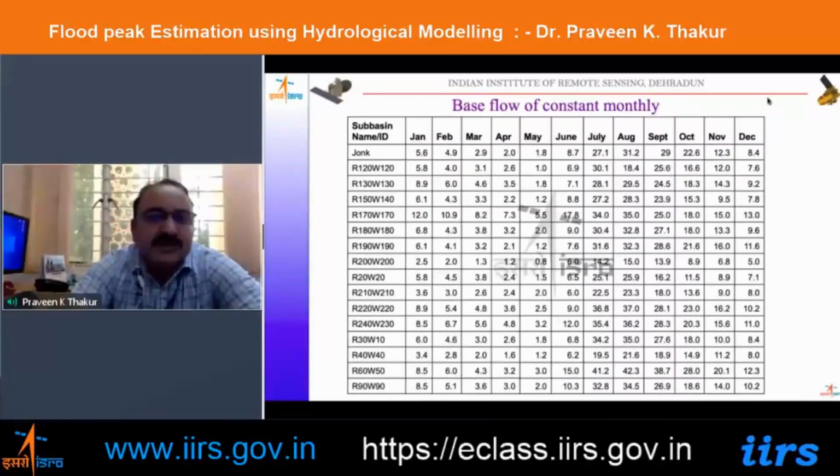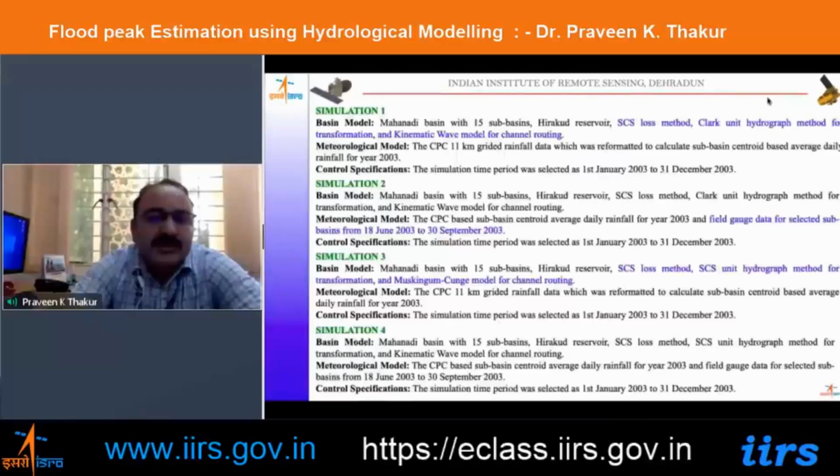So there are various combinations which we have attempted in this particular case, where we are using the SCS method, or using the Clark unit hydrograph method, or we are using gauge data plus the CPC rainfall data for only the monsoon season, or taking the full duration of the year.